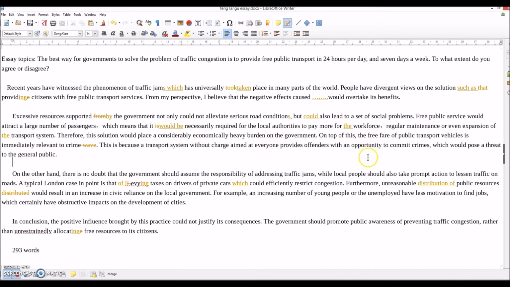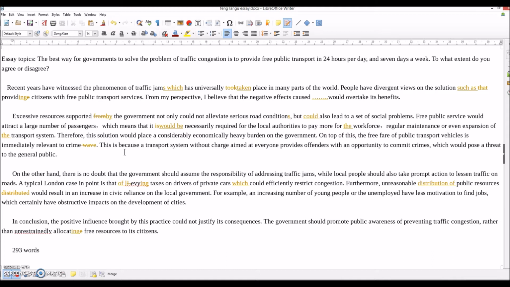Okay. On top of this, for free fare public transport vehicles, now this second idea, no idea what this means. There's no logic. On top of this, the free fare public transport vehicles is immediately relevant to crime, or as the author said, to crime wave. How would not charging people for public transport cause a wave of crime? How would it do that? Exactly. This is because a transport system without charge aimed at everyone provides offenders with an opportunity to commit crimes. What? So criminals go by public transport to commit crimes? They commit crimes on public transport?